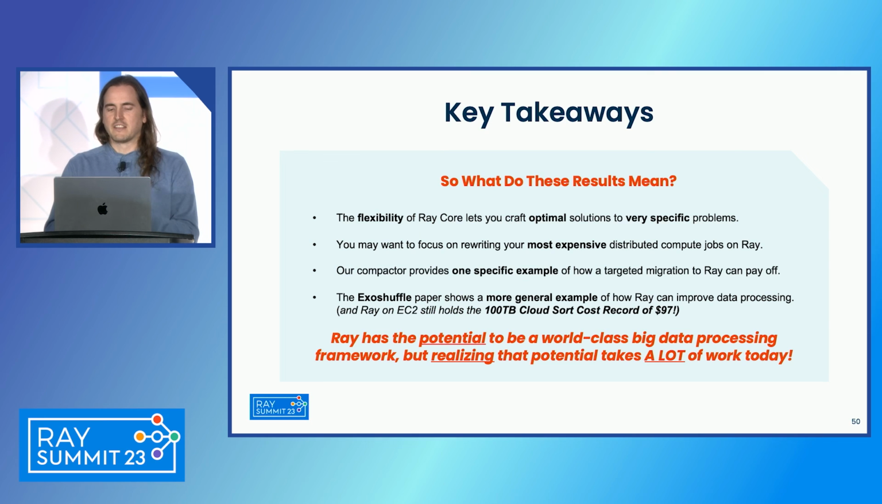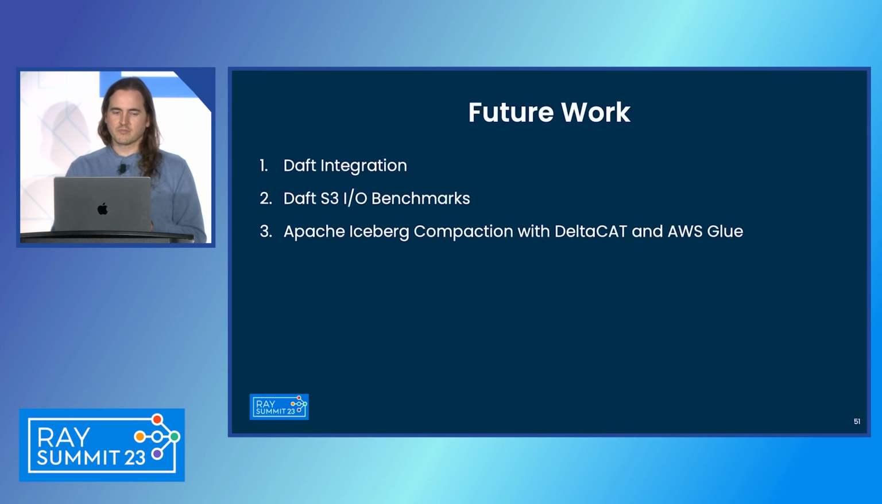So if you want to have some key takeaways, I would say the flexibility of Ray Core is what we've illustrated here, lets you craft optimal solutions to very specific problems. And we've given an example of a very specific problem we've crafted a more optimal solution for with Ray here. And the Exoshuffle paper is an interesting use case where you can see more general examples of how Ray can improve the data processing space in general, and has, by setting the 100 terabyte cloud sort cost record with $97. So in conclusion, I think Ray has the potential to be a world-class big data processing framework, but realizing that potential takes a lot of work today.